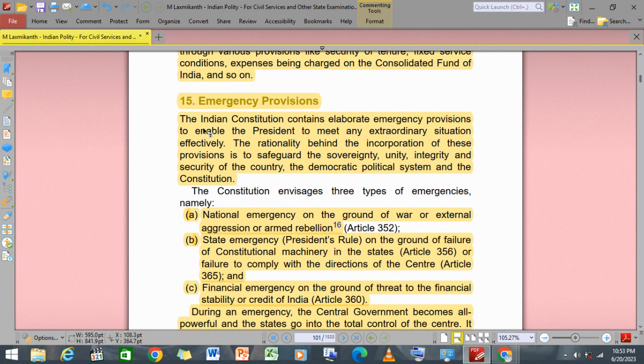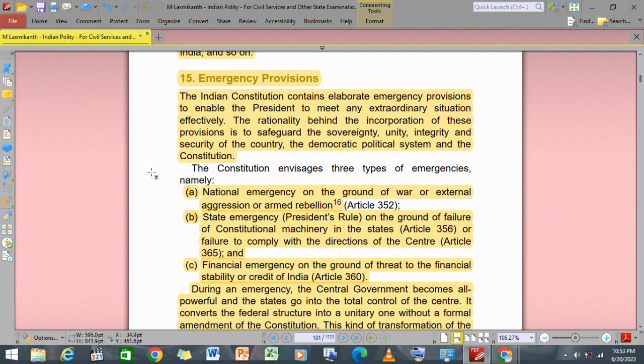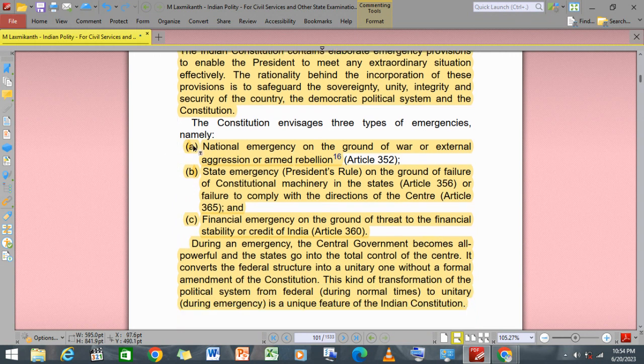And then we have the emergency provisions also. These can be invoked at a time when it is required to safeguard the sovereignty, unity, integrity, and security of this country, and the democratic political system and the constitution. We have three types of emergencies listed in our constitution. First is the national emergency. Second is the state emergency, and third is the financial emergency.